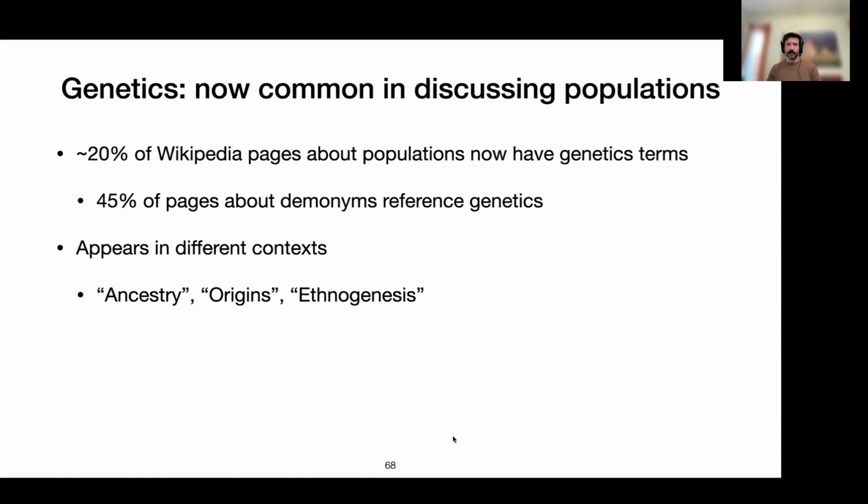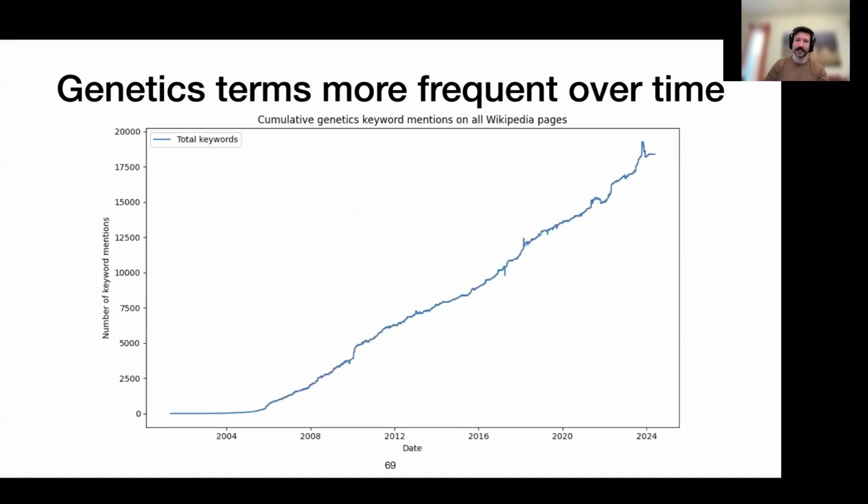One of the takeaways was that genetics is now very, very common in the discussion of populations. If you're reading an article about populations on Wikipedia, about 20% of these pages now have terms related to genetics in them. When we're talking about human groups, genetics has become the common lexicon. In fact, about 45% of pages about demonyms, so nationalities effectively, now reference genetics. These appear in different contexts, sometimes with a phrase like ancestry, origins, or ethnogenesis, which is how an ethnicity came to be. This graph shows that over time, the genetics terms have risen linearly over the last 20-something years.